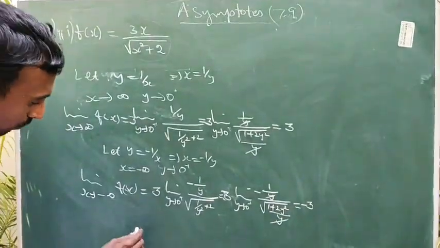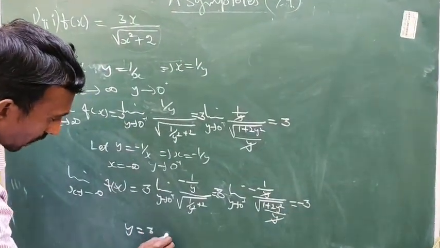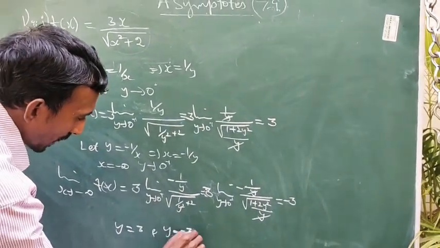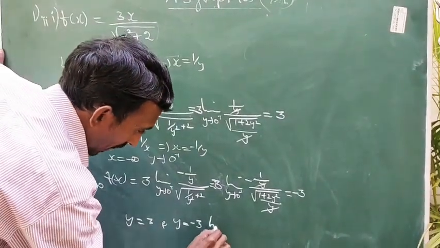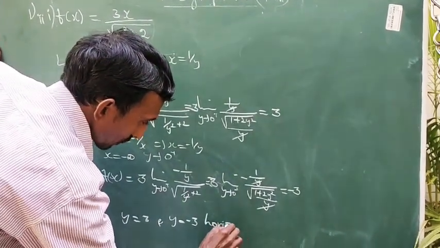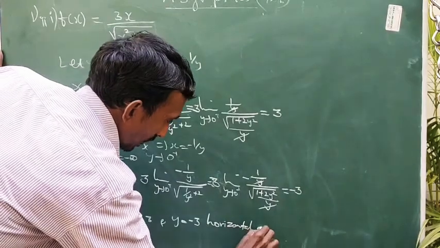So we are getting y equal to 3 and y equal to minus 3. There are two horizontal asymptotes.